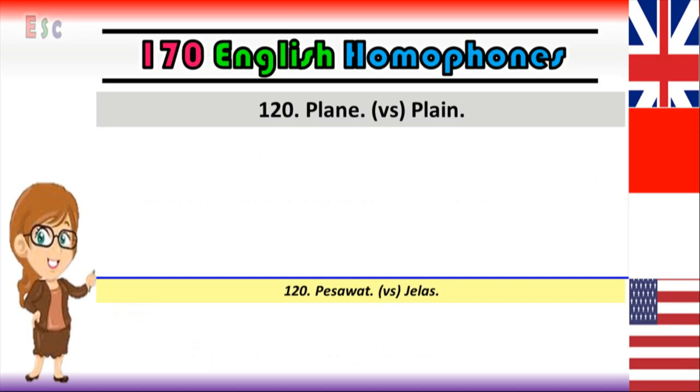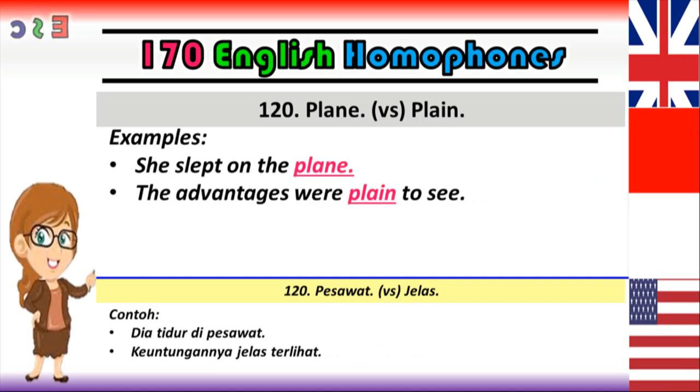120. Plane versus plane. Examples. She slept on the plane. The advantages were plain to see.